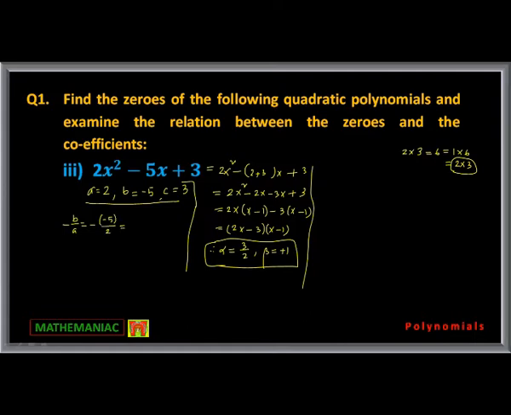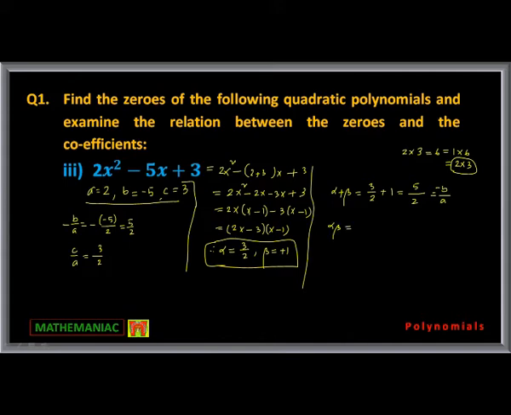So this is how much? 5 by 2. And what is c by a? It is 3 by 2, right? So now you find what is alpha plus beta. Alpha plus beta is 3 by 2 plus 1. Take the LCM, it will be 5 by 2. Are they matching? Yes, exactly. So that is equal to minus of b by a. So your result is verified.